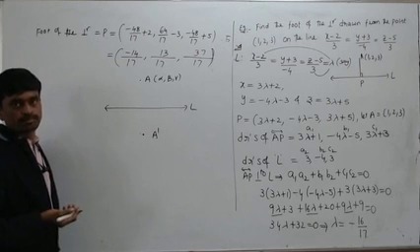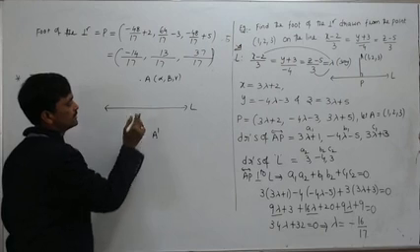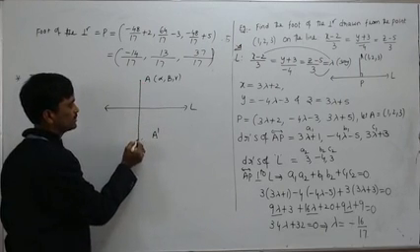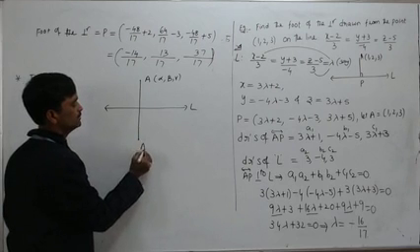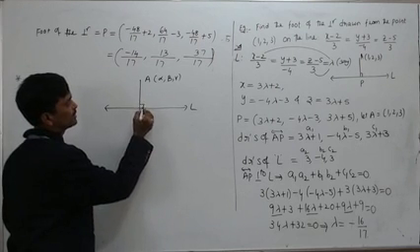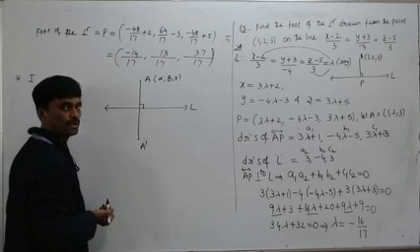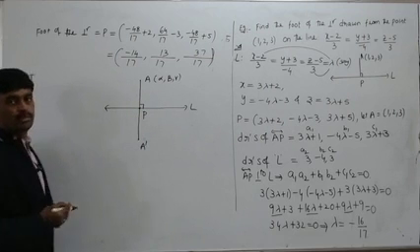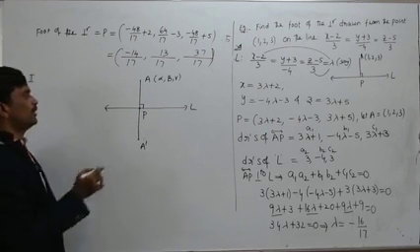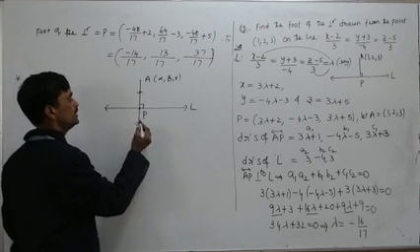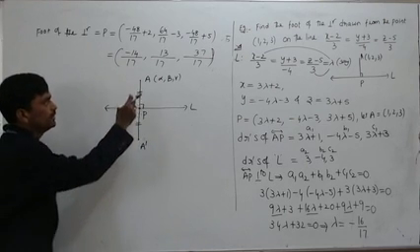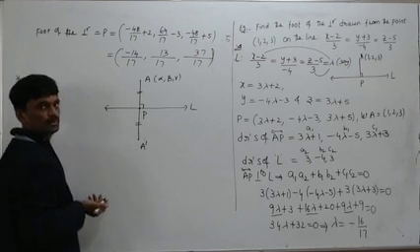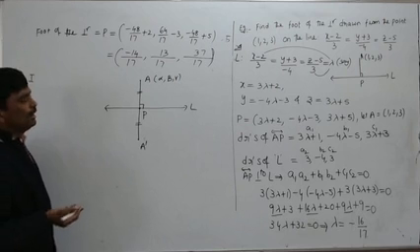In this region, A dash is the image. If you join A and A dash, this line A dash is perpendicular to L, and this point of intersection becomes P, the foot of the perpendicular. Also, the AP length must be equal to the PA dash length, because it is the image. The distance from A to the line is the same as the distance from its image to the line. So AP length is the same as A dash P, and P becomes what?